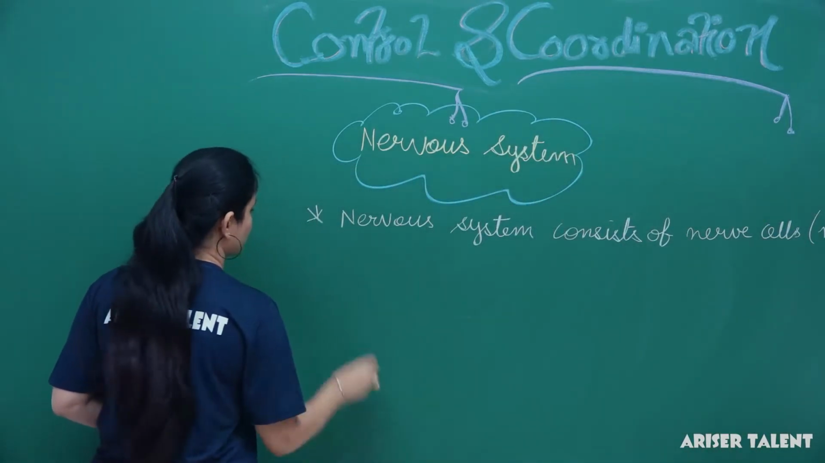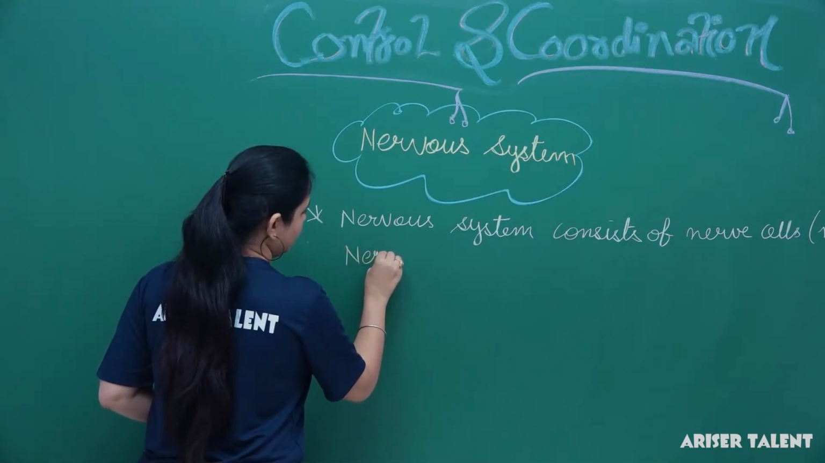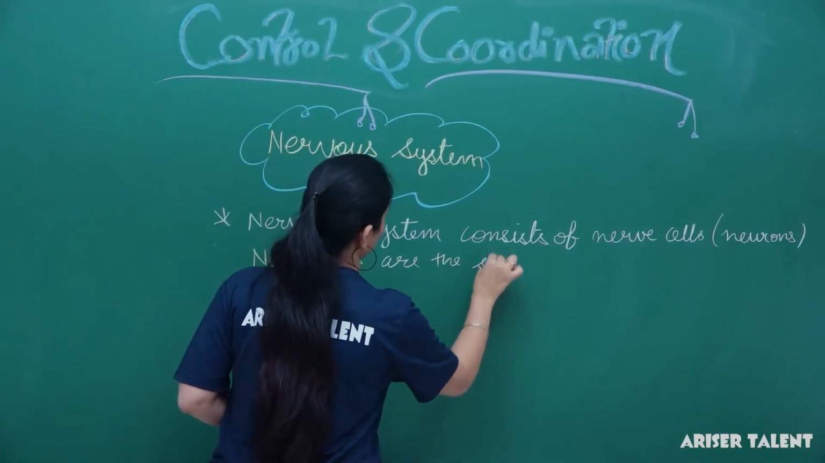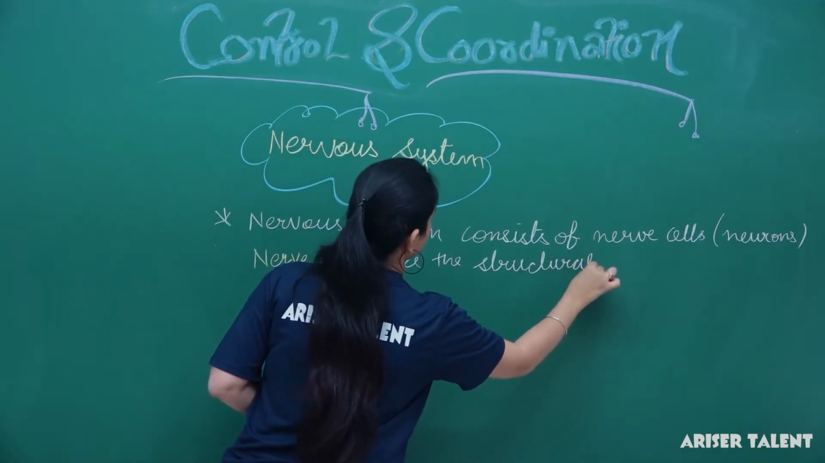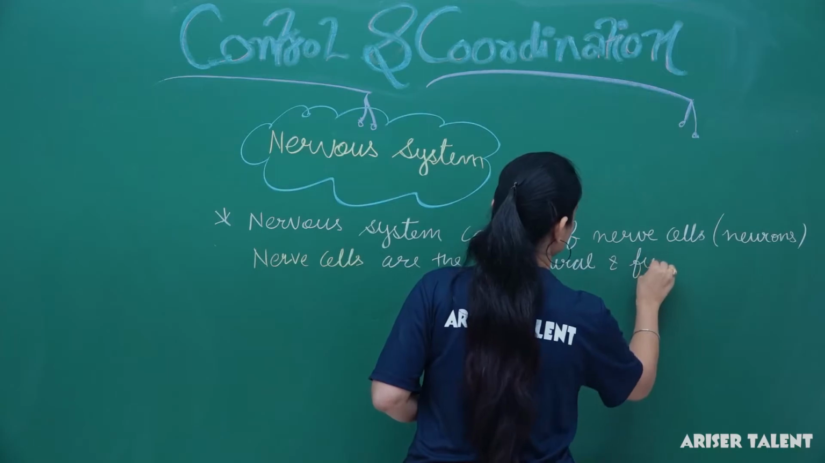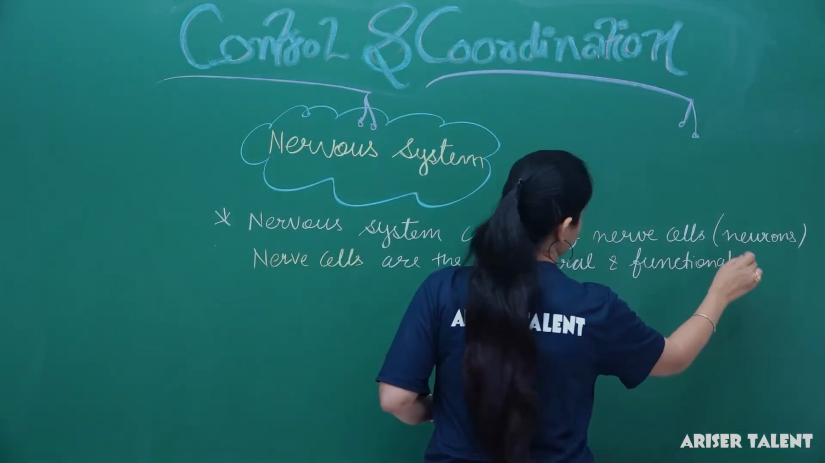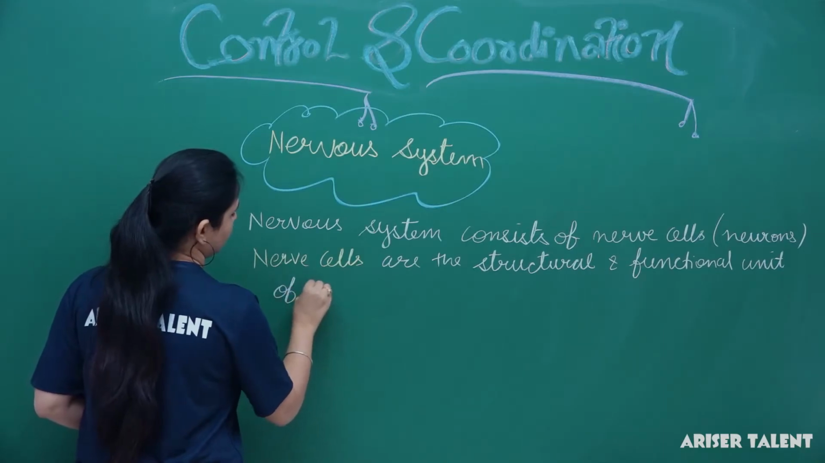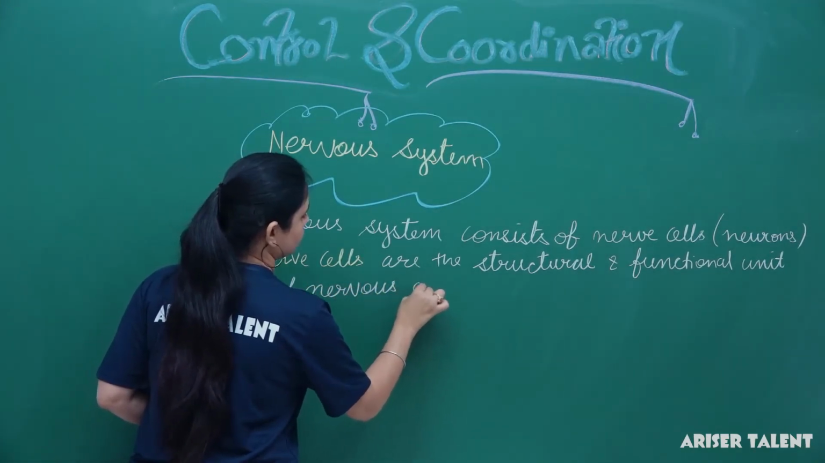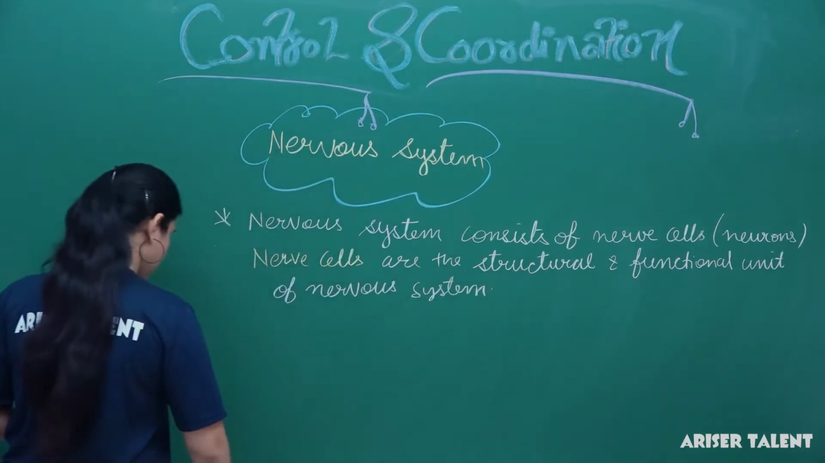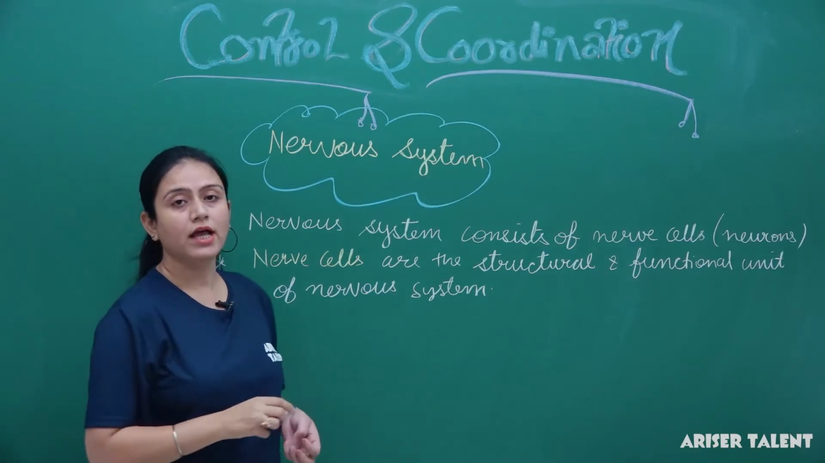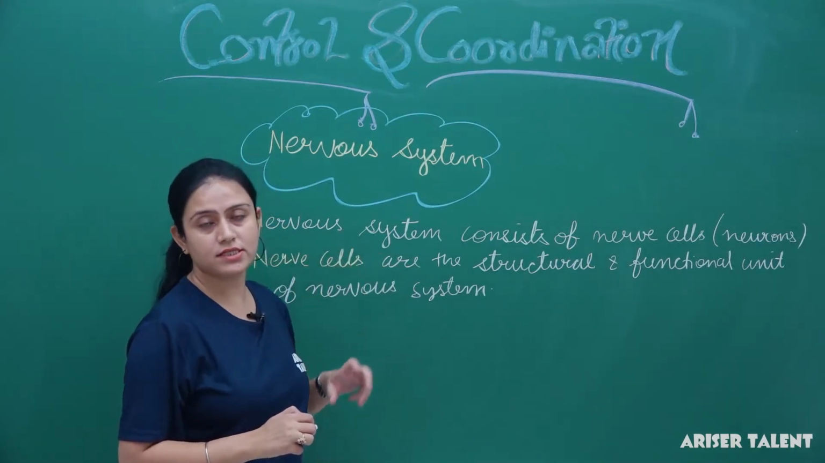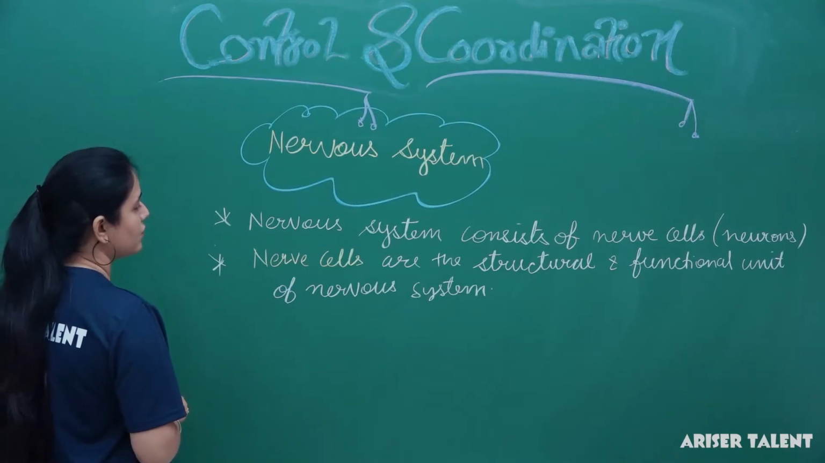These nerve cells are the structural and functional unit of the nervous system. Why is it so? Because these nerve cells receive stimuli and then forward the stimulation, and then the response is done. Okay. Structural and functional unit of nervous system.